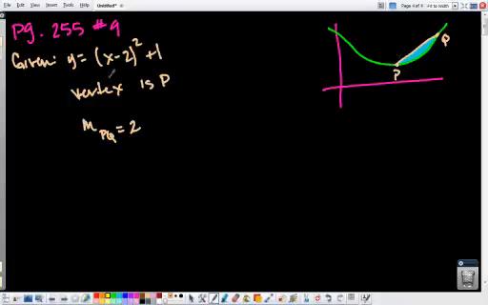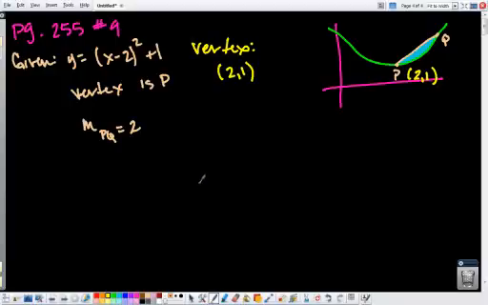They say that the equation of the curve is y equals x minus 2 quantity squared plus 1, which means this is a parabola with a vertex at, hopefully you said, 2, 1. They also tell us that P is the vertex, so now I know the coordinate of P, and that the slope of this line from P to Q is 2. So basically, before we can integrate, we need to find the coordinates of Q.